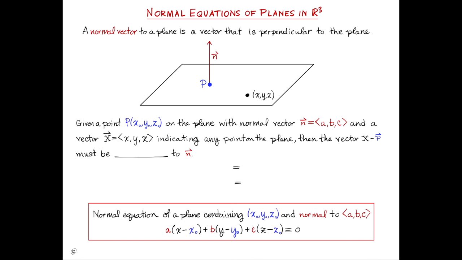If we draw the vector x minus p, connecting our point x, y, z and the point p, this vector lies in the plane, but it must be orthogonal to the normal. So now we have two vectors that are orthogonal, and we know that two vectors are orthogonal if and only if their dot product is 0.